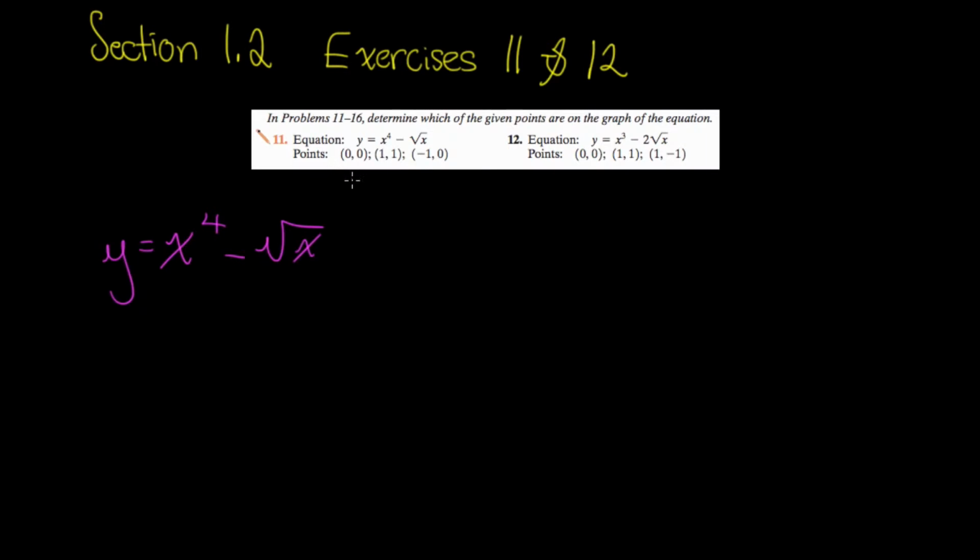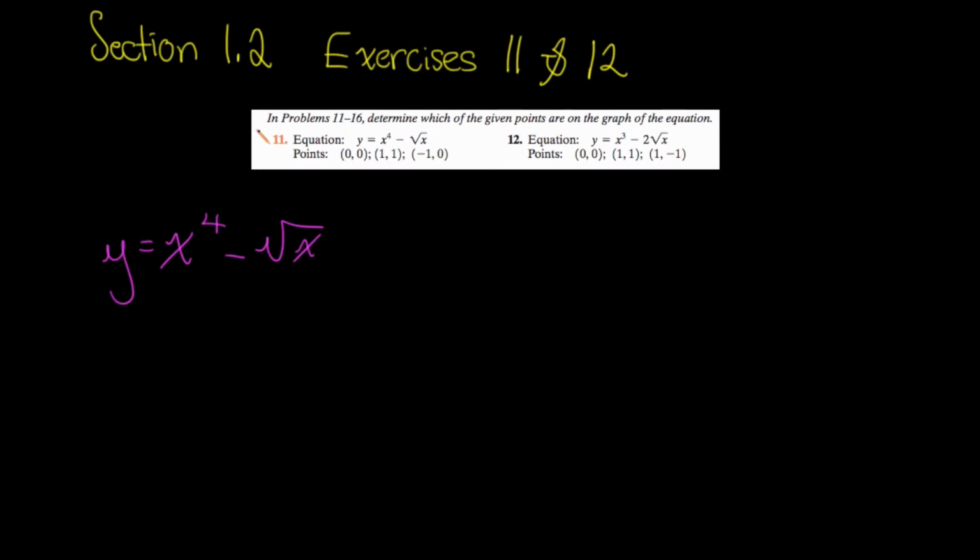Now how do we determine if these points are on the graph of the equation provided? Well, it's simple. We plug in the points and see if they're true. I'm just going to plug in the x value of the point, and if it gives me the y value of the given coordinate, then we know this is true. They're both equal to each other. Therefore, this point is on the graph of the equation given.